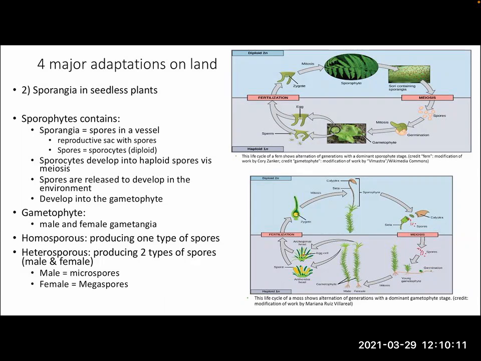The gametophyte will have what's called male or female gametangia. So here for the moss, you have female gametangia and male gametangia, which are known as antheridial or archegonial heads. Okay. So arch is the female and anther is the male.